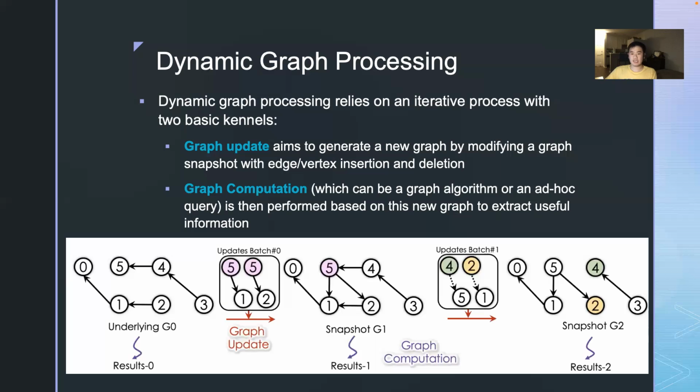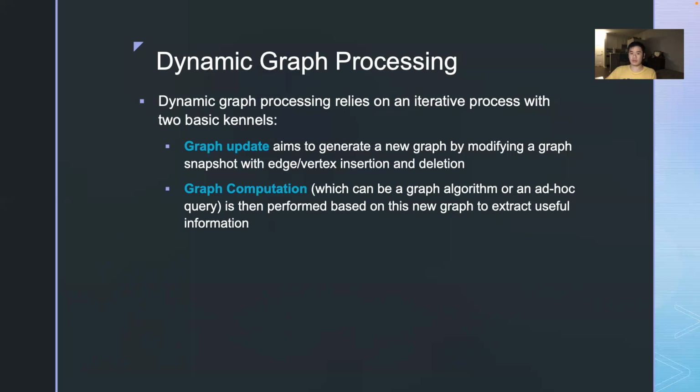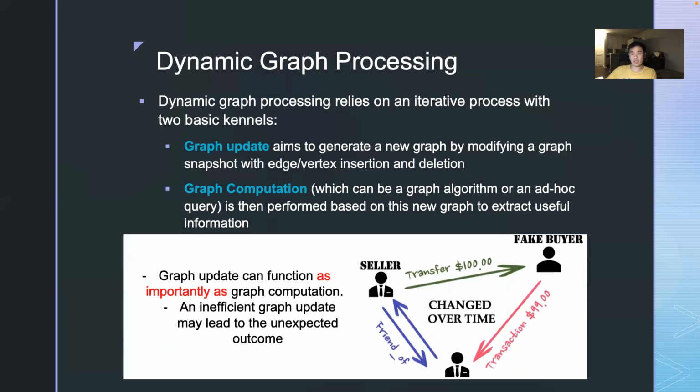Previous studies show that graph updates can be as important as graph computation. Inefficient graph updates may lead to unexpected outcomes. An example is financial fraud detection, which aims to find fake transactions using ring detection on evolving graphs. In this case, a slow update rate may cause the ring detection to operate upon an outdated graph, such that the analyzed results can be inaccurate or even useless.